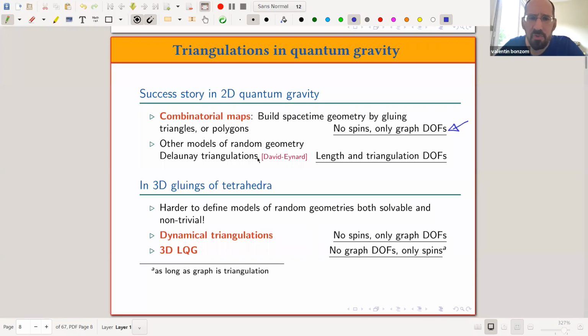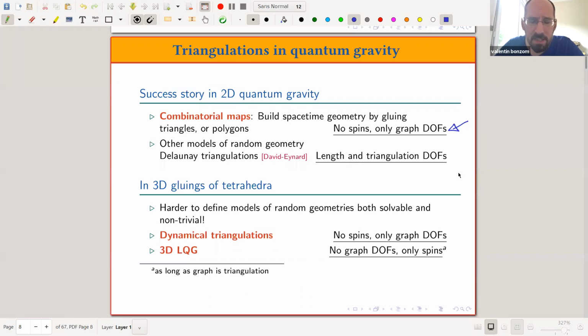Now, there are other models of random geometry in 2 dimensions, and I just want to cite one, which is based on Delaunay triangulations. It's a model from David and Enar, and it's very interesting because it uses length and triangulation degrees of freedom. So you have triangulation and length decorating the triangulations, but you also have changes of triangulations in this model. And I think that's a very interesting model that's been a little underappreciated or overlooked in many communities, including by me. I just think it's interesting. I haven't done anything on it.